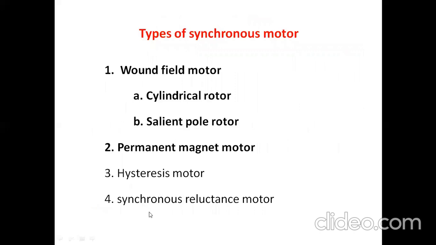The next one, coming to the types of synchronous motor. Generally, four types of synchronous motors are available. First, the wound field synchronous motor, which has two types: one is the cylindrical rotor and the other is the salient pole rotor. Second is the permanent magnet motor. Third is the hysteresis motor. And fourth is the synchronous reluctance motor. According to our syllabus, we are going to discuss the first two types.